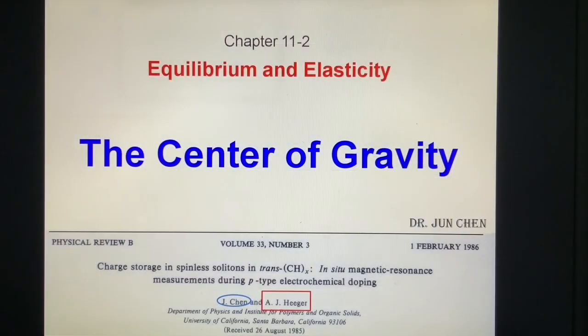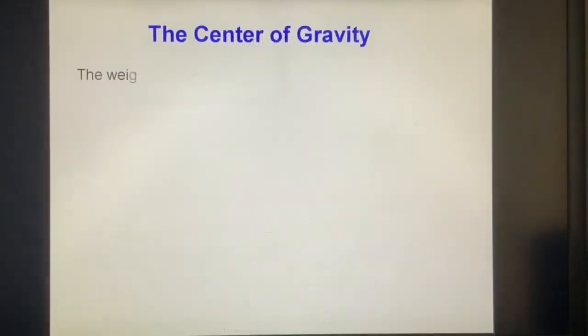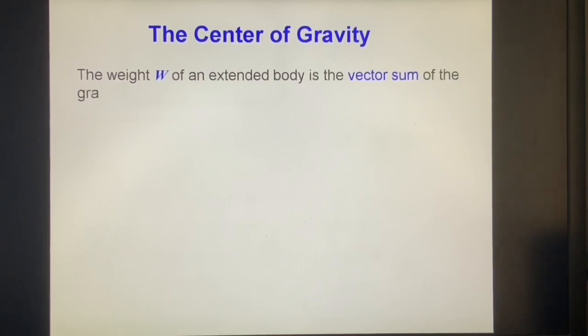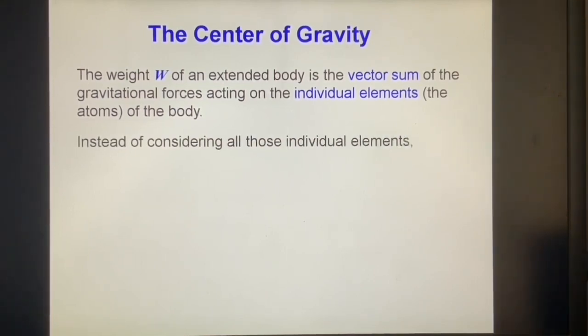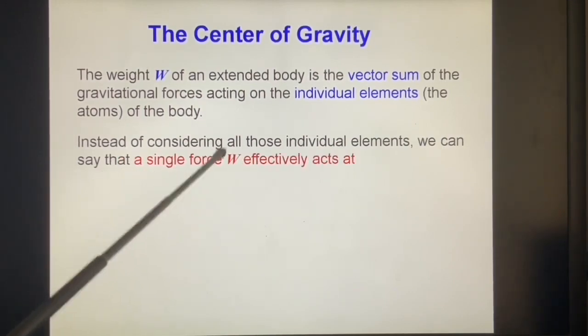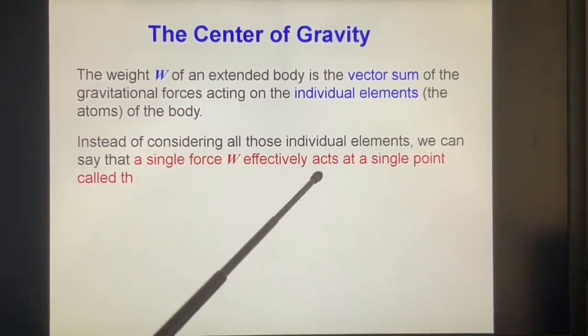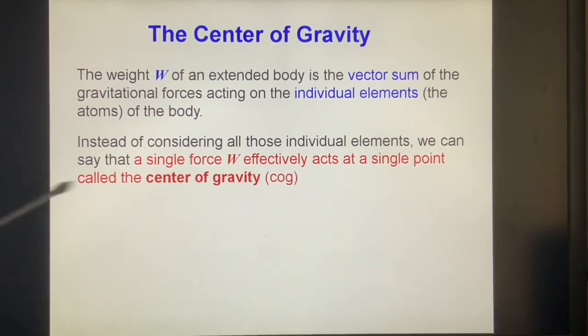The center of gravity. The weight W of an extended body is the vector sum of the gravitational forces acting on the individual elements, the atoms of the body. Instead of considering all those individual elements, we can say that a single force W effectively acts at a single point called the center of gravity of the body.